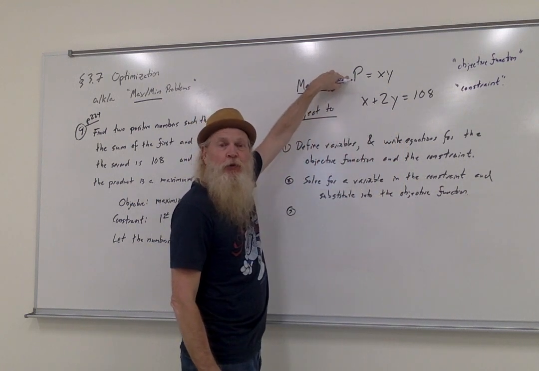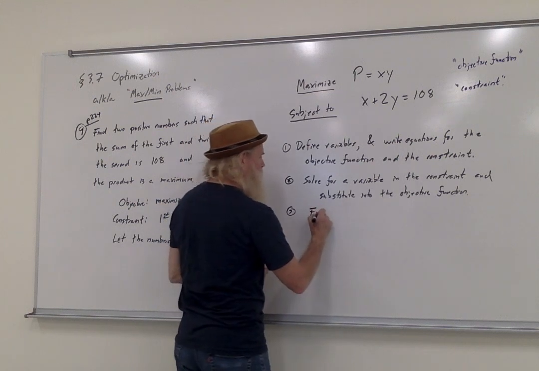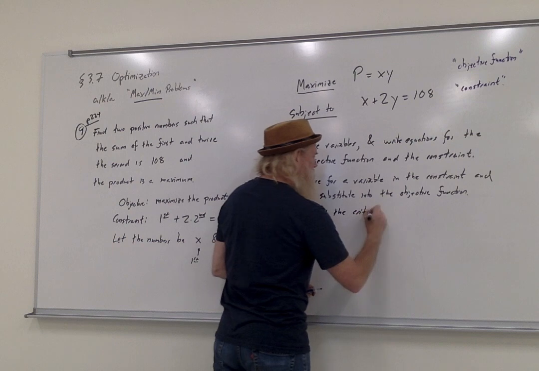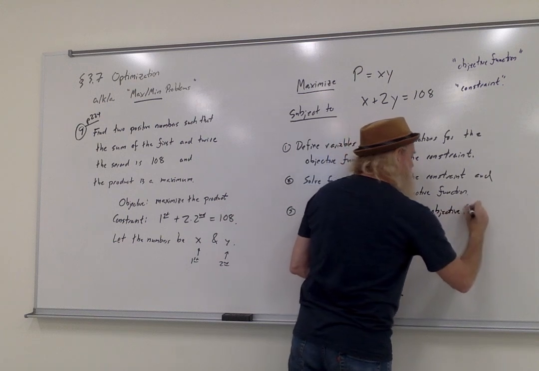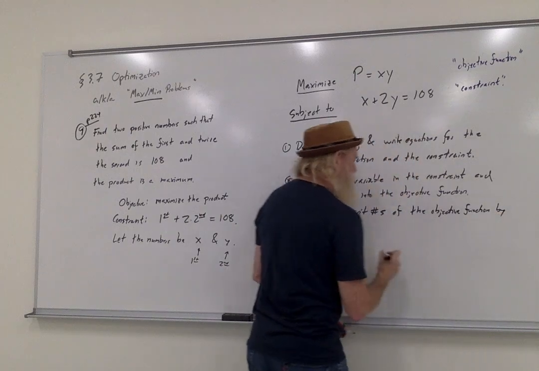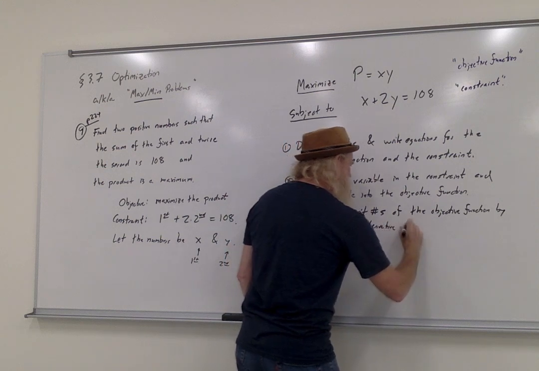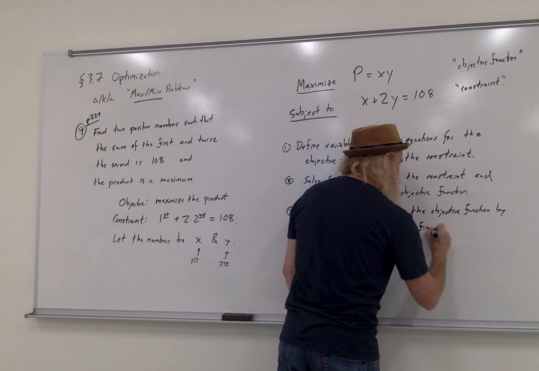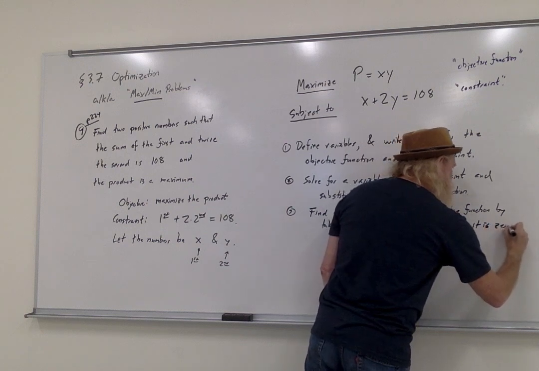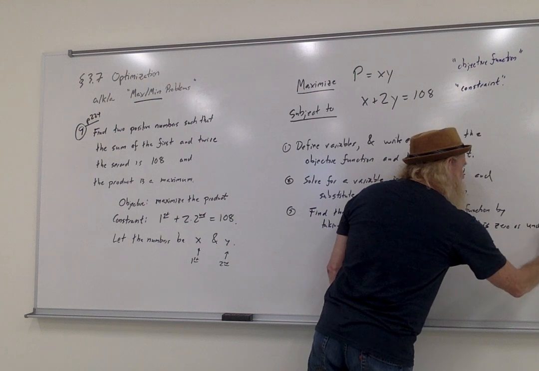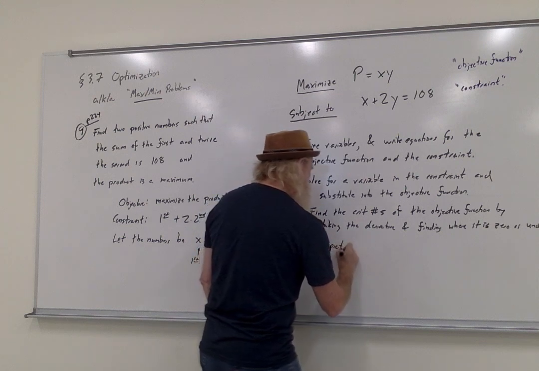At that point, the objective function will be a function of one variable alone, and then we can use derivatives to find maximum and minimum. So we can find the critical numbers of the objective function by taking the derivative and finding where it's either 0 or undefined. And then last of all, we're going to interpret our answers.